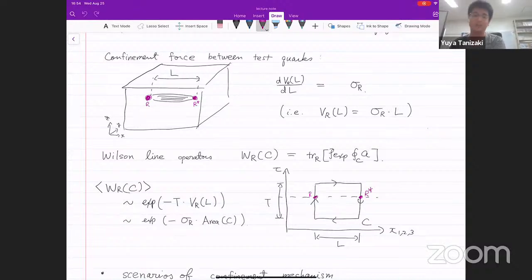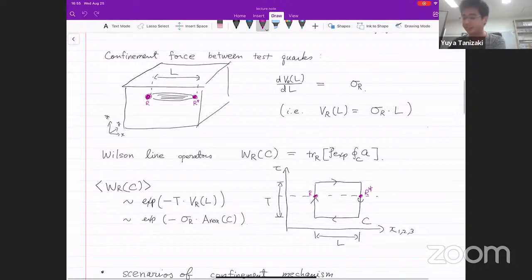That means that, although it is not a local operator, if we insert a test particle of, for example, representation R and its conjugate representation, and separate them, changing the distance between them, then the interparticle potential is proportional to the length. In other words, if we calculate the force that this test quark feels due to the antiparticle, the confining force between them is constant at any length if the length is sufficiently large.